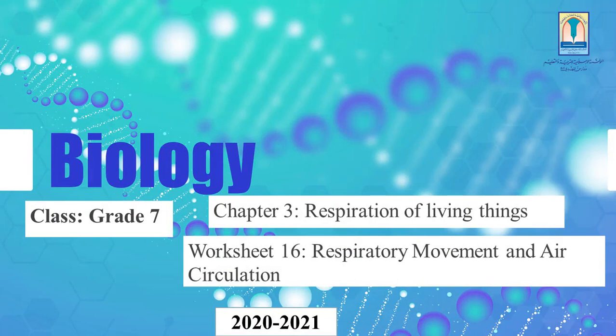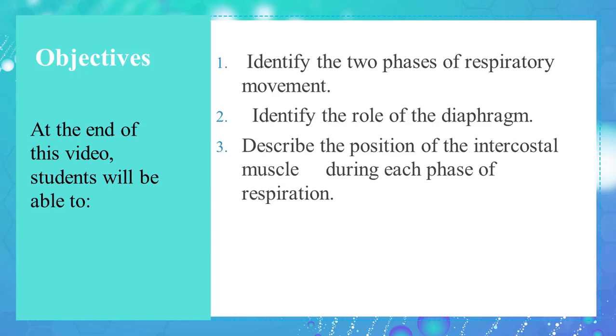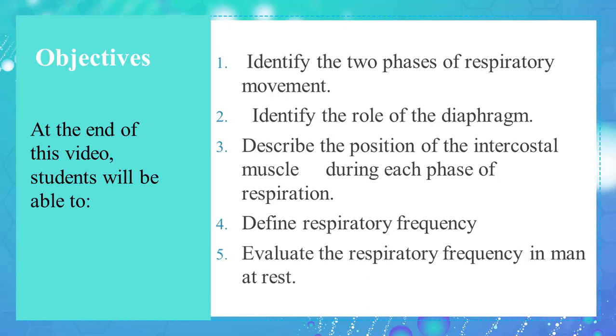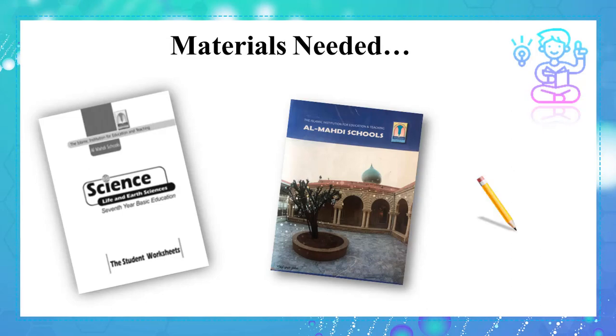Today we will start chapter 3, Respiration of Living Things, worksheet 16, Respiratory Movement and Air Circulation. At the end of this video, you will be able to identify two phases of respiratory movement, identify the role of the diaphragm, describe the position of the intercostal muscle during each phase of respiration, define respiratory frequency, and evaluate the respiratory frequency in man at rest. Prepare your science worksheet, your copybook, and a pencil.